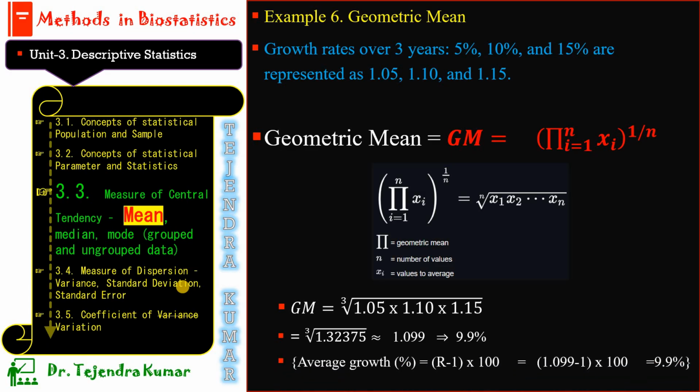Here is the another thing. Average growth rate is always calculated as r minus 1 multiply with 100. Supposedly you have got any value. Always subtract 1 and multiply with the 100. So you will get the answer. So we did the same, 1.099 minus 1 multiply with 100 and we got the answer 9.9%.